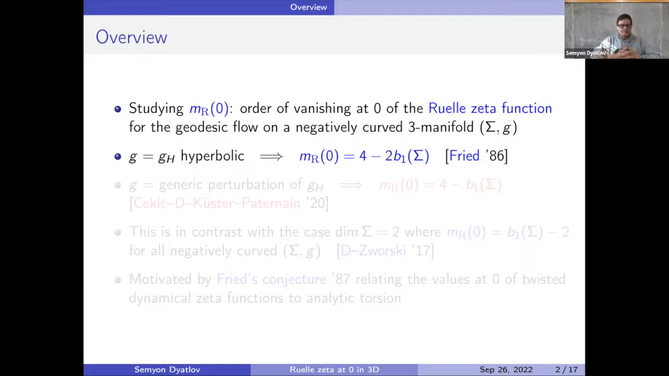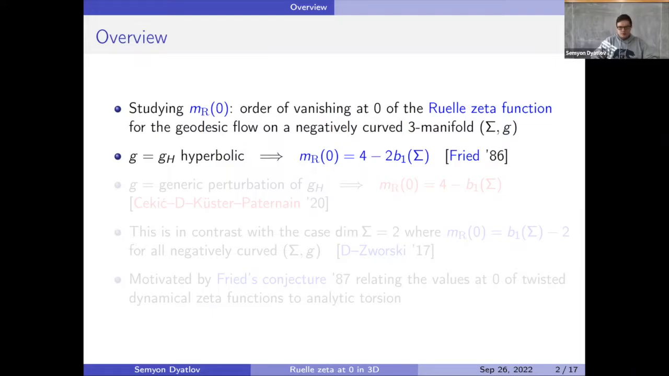So in particular, if my metric is hyperbolic, so if it's constant negative curvature, then it was shown back in the 80s by Fried that the order of vanishing of the Ruelle zeta function is given by 4 minus twice the first Betti number, which is the dimension of the de Rham cohomology on 1-forms. So here's a very neat formula in constant curvature. And the question is, what's going to happen in variable curvature?